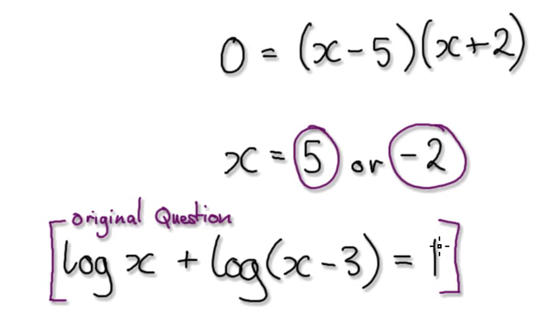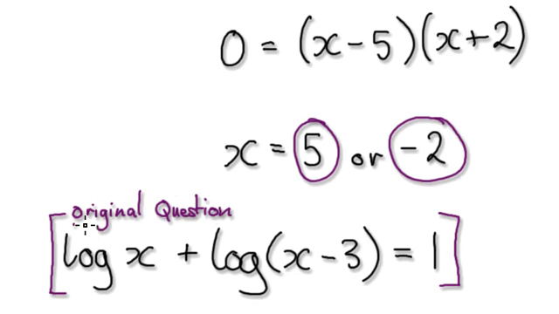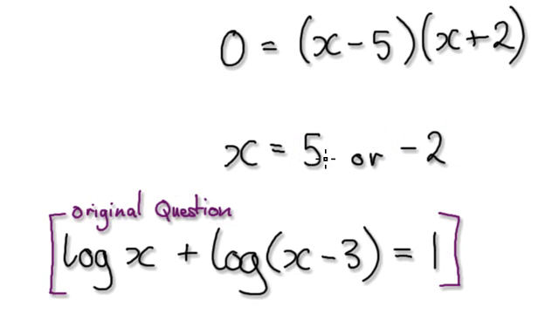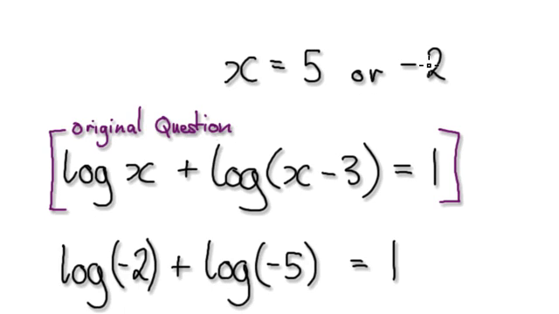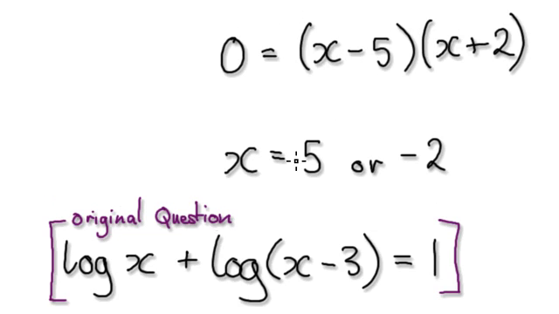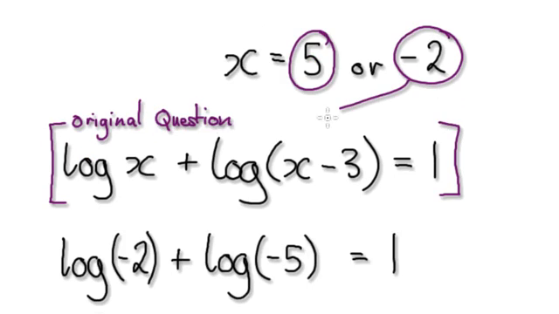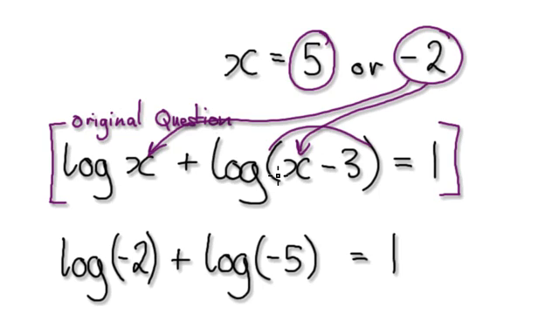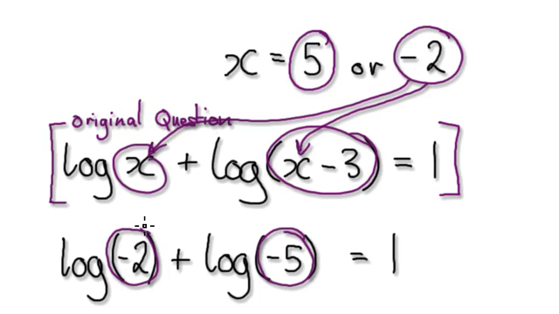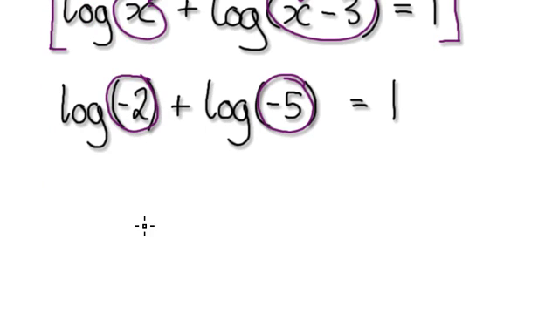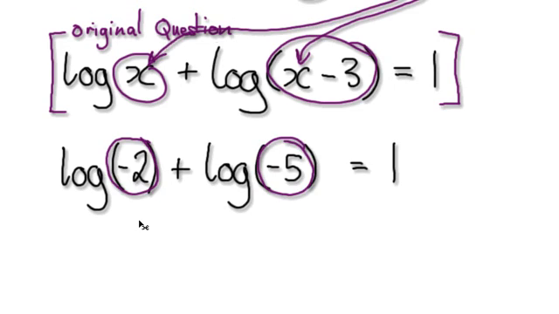But looking at the original question, this is the original question here. So we solved it so that x could be 5 or it could be minus 2. But the thing is, if you put negative 2 into the original question, and then negative 2 in here, this thing here will become negative 5, and then this thing here is negative 2. But then you've got log of negative 2. What is the log of negative 2?